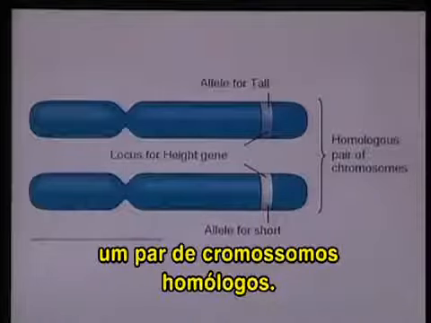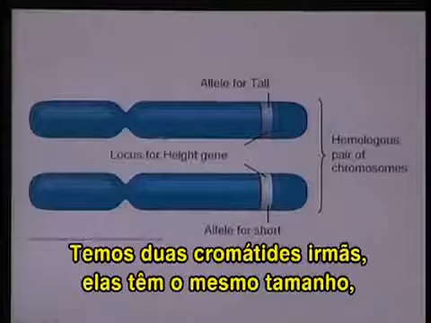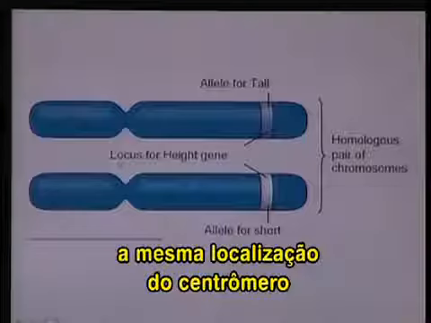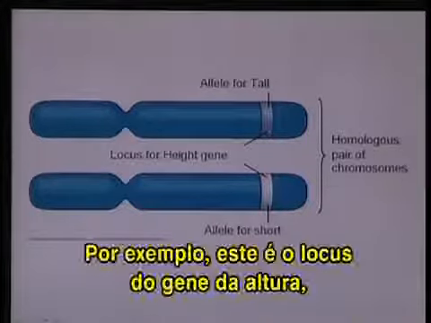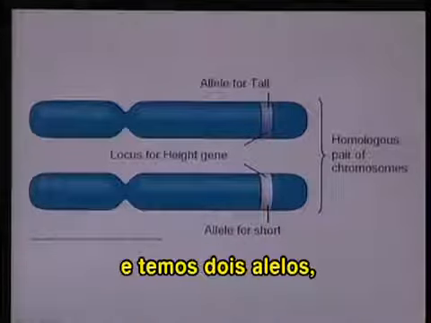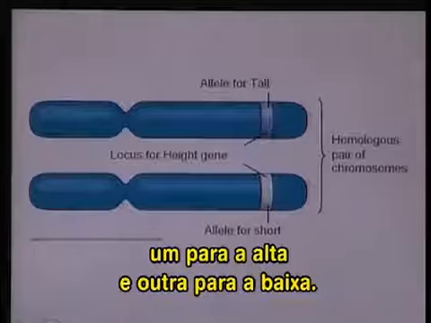This figure represents a homologous pair of chromosomes. We have two sister chromatids. They have the same length, the same centromere location, and the same gene position. For example, this is the locus for the height gene, and we have two alleles, one for tall and one for short.